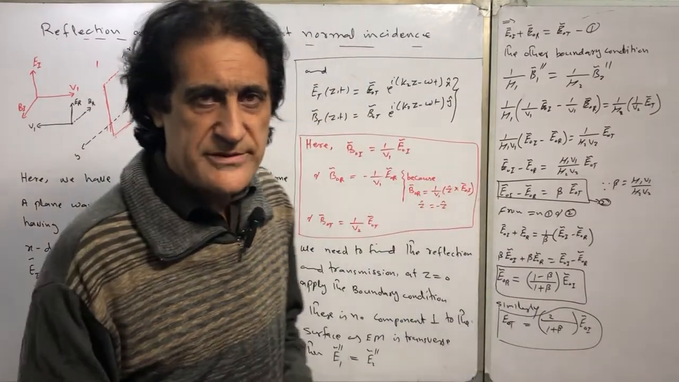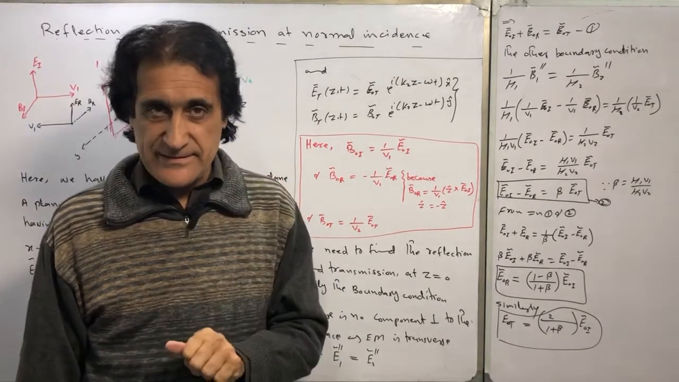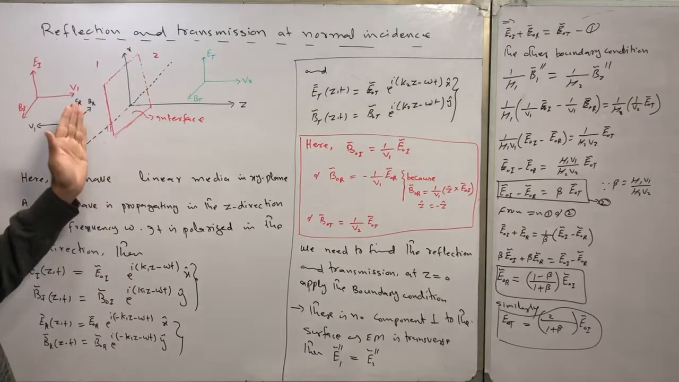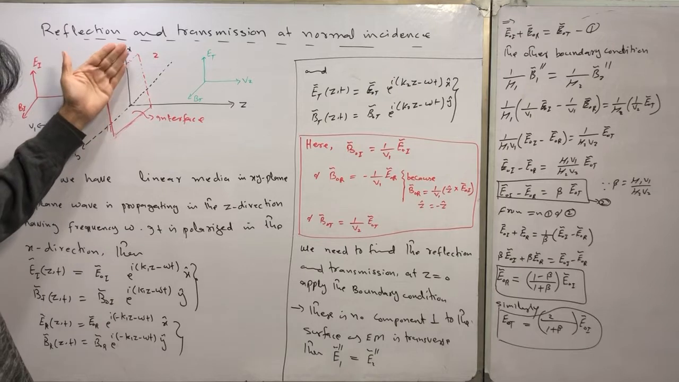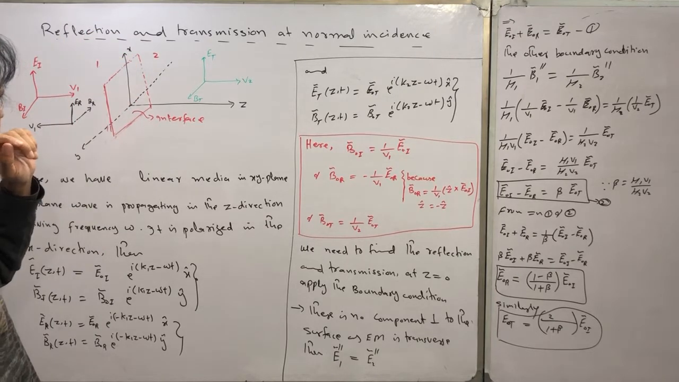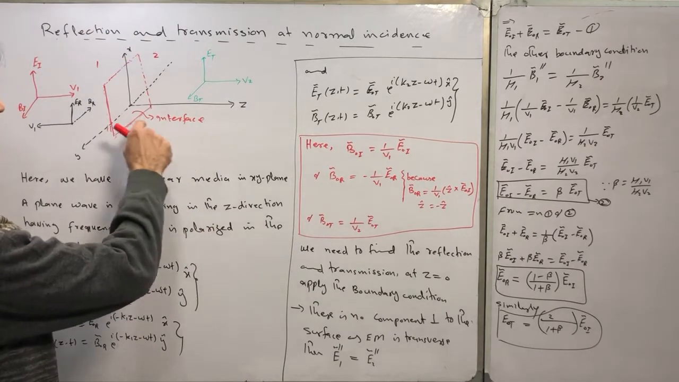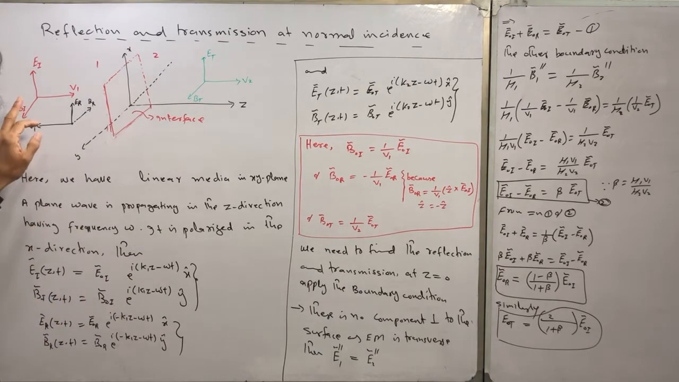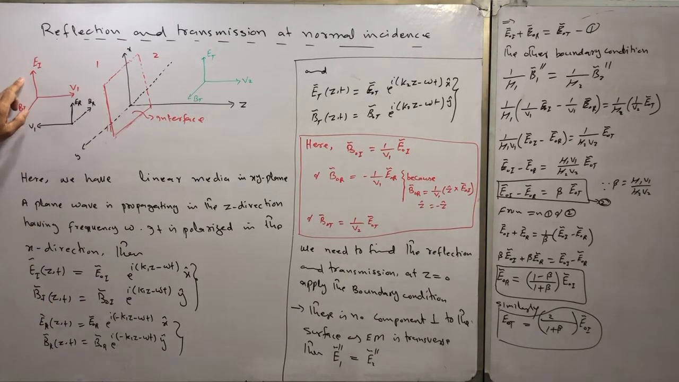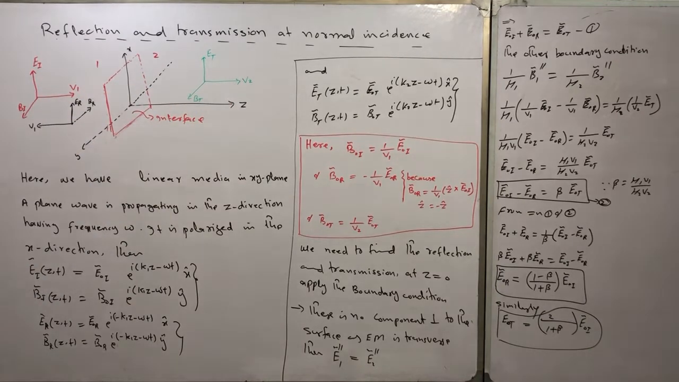Today I am going to discuss the reflection and transmission at normal incidence. Let's suppose we have two linear media, 1 and 2, and this is the interface between medium 1 and medium 2. This is the z-axis, this is the x-axis, and this is the y-axis. Here, the electric field is along the x-axis, the magnetic field is along the y-axis, and z is the propagation direction.